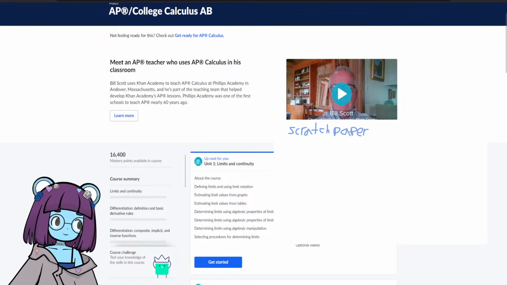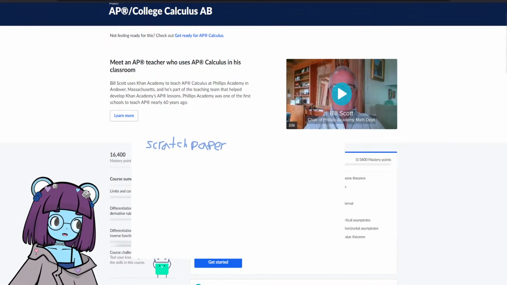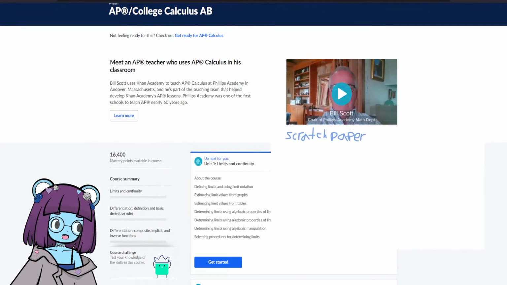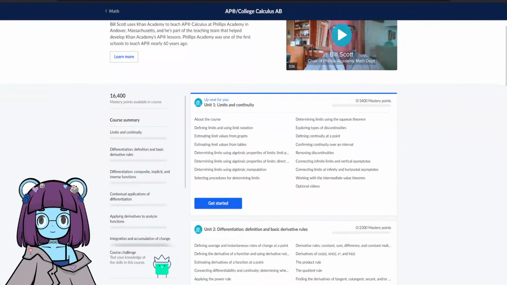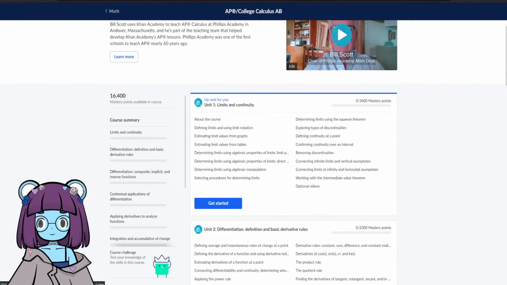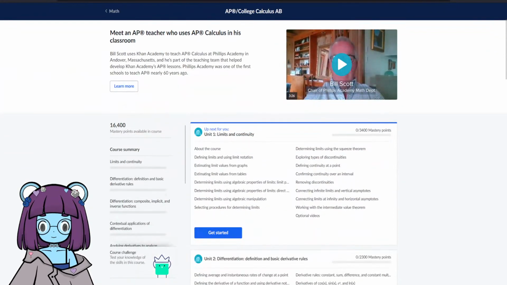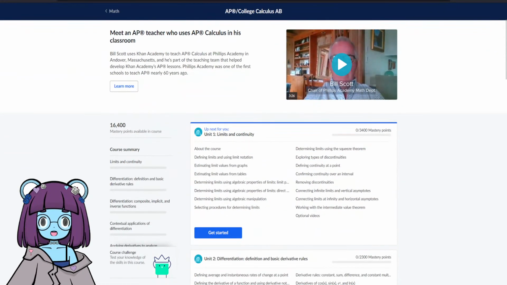I have scratch paper. If I need it, I use scratch paper. It'll stay hidden until I actually get to it. Eventually, I do want to finish the entire Khan Academy course of Calculus, AB and BC. We're just going to start with limits and continuity.